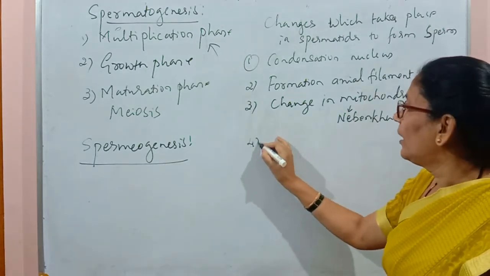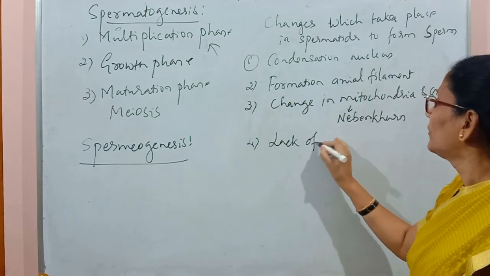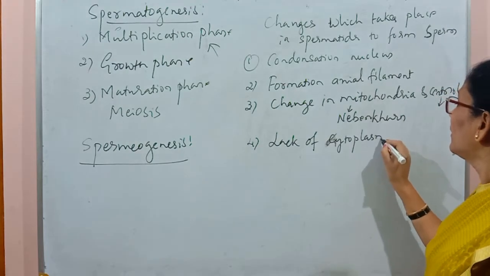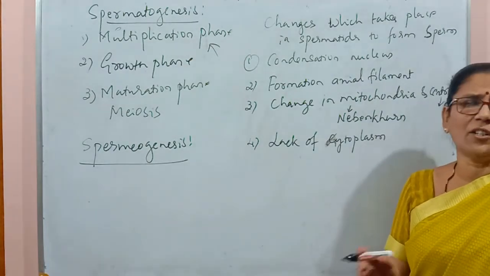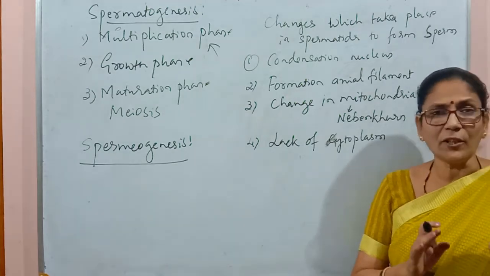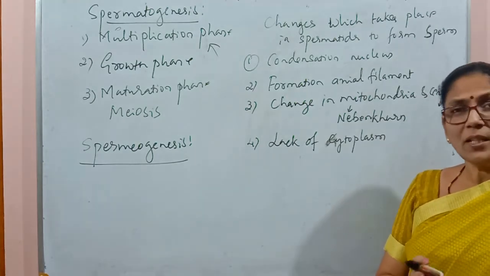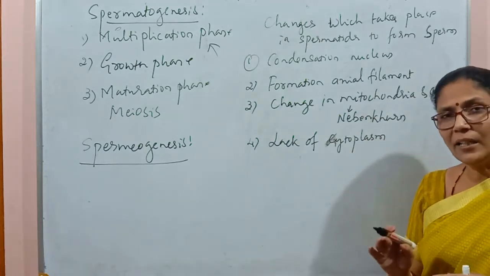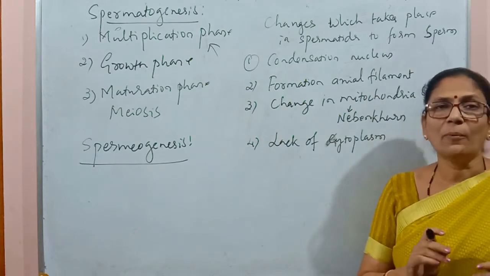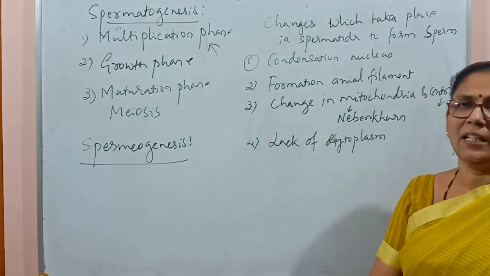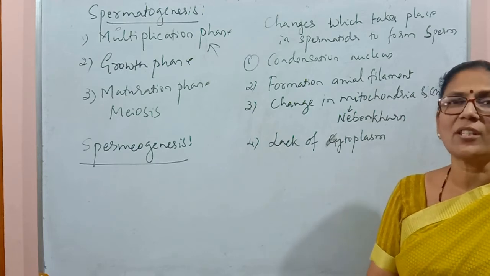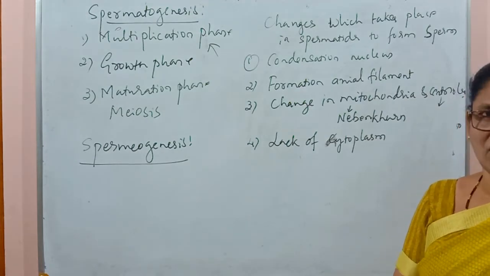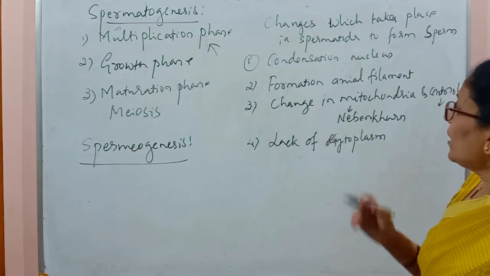Next is lack of cytoplasm. There is a lot of reduction in the content of cytoplasm. The amount of cytoplasm is reducing from the spermatid, and it is restricted only to the tail region. Hence the sperm contributes only its nuclear material in fertilization, but the cytoplasm does not enter. So the sperm cytoplasm does not take part in fertilization.